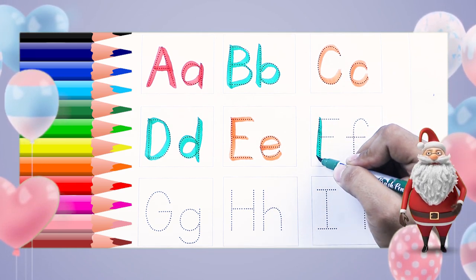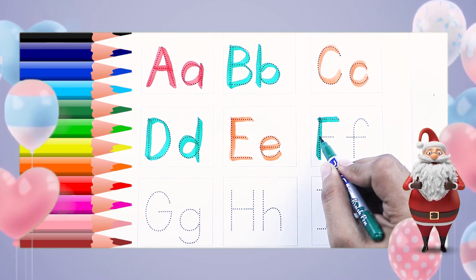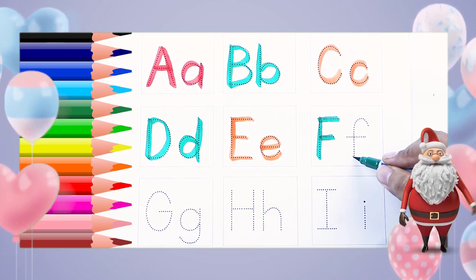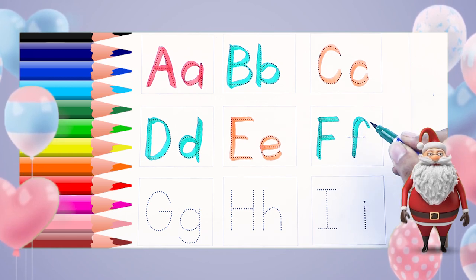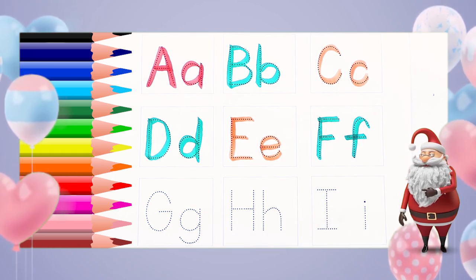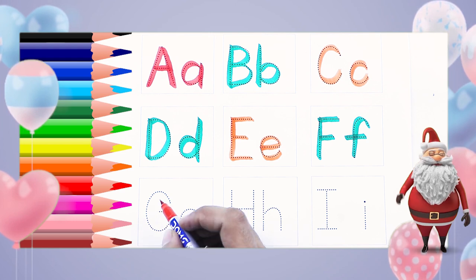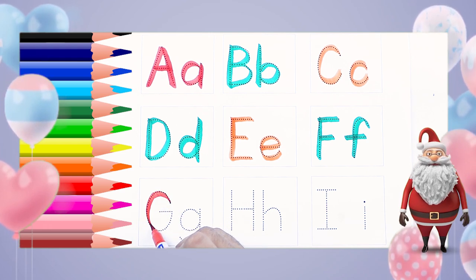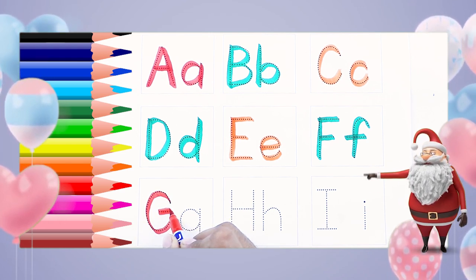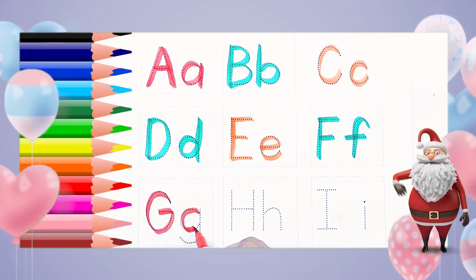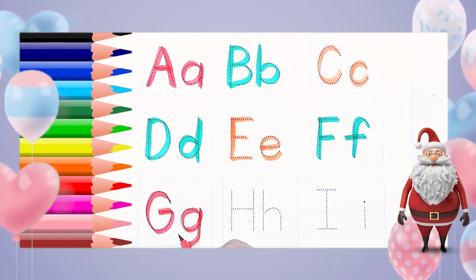Green color, F, capital F, F for fish. Green color, small f, F for fish. Red color, capital G, G for goat. Red color, small g, G for goat.